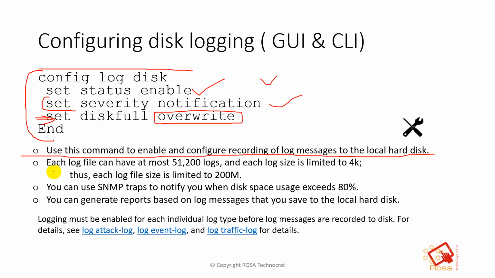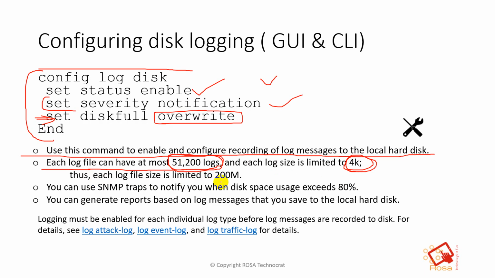Use these commands to enable and configure recording of log messages to the local hard disk. Okay, so this we know from the GUI and CLI commands, but now some generic information on how the FortiWeb stores information. So each log file can have at most 51,000 logs. Okay, and each log file is limited to 4 KB of size. So that means after every 4K, the log file is rotated and a new log file is created.